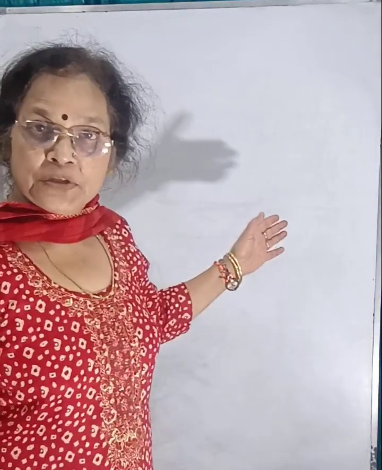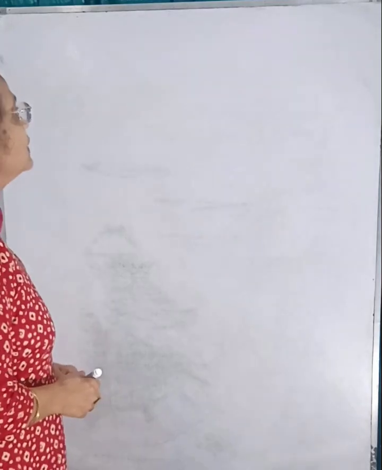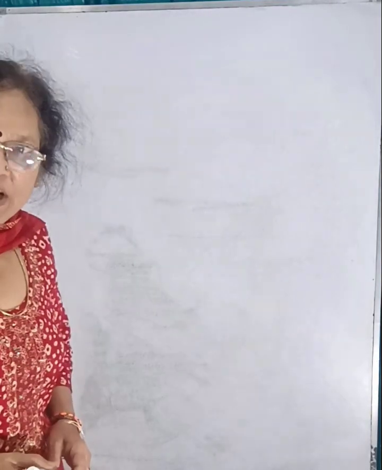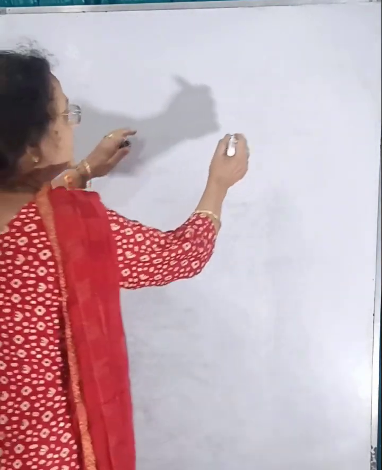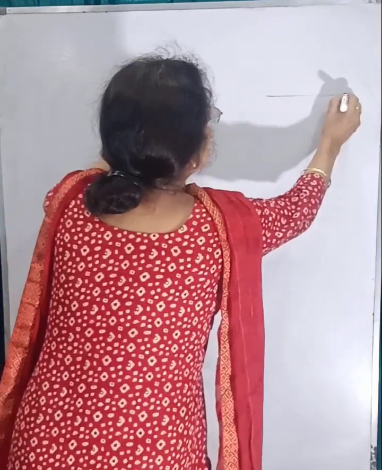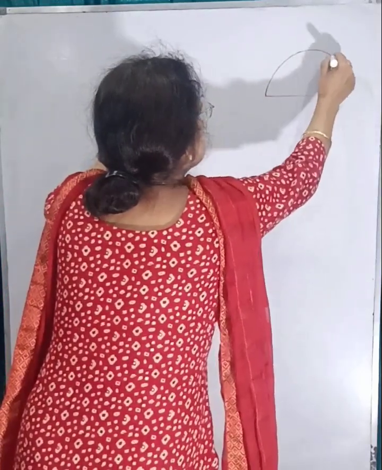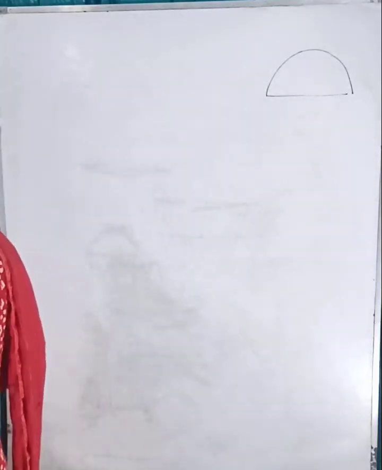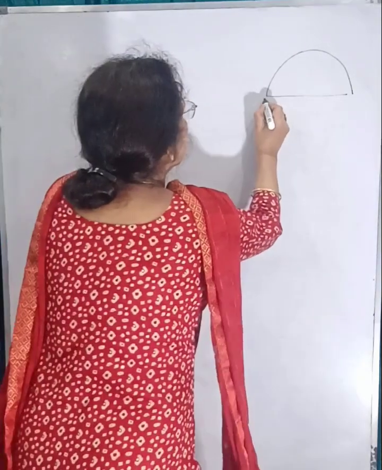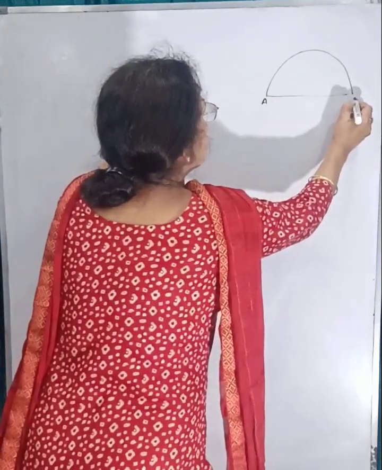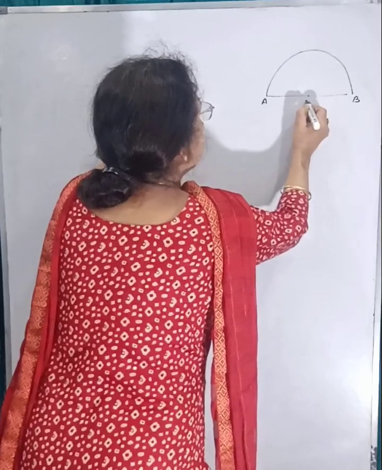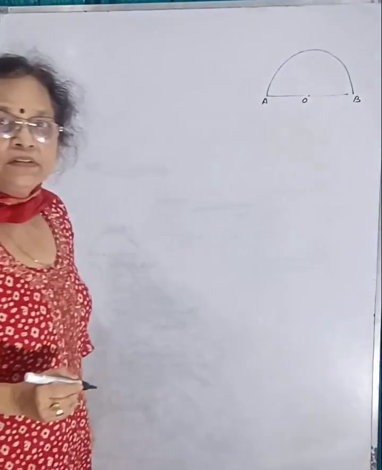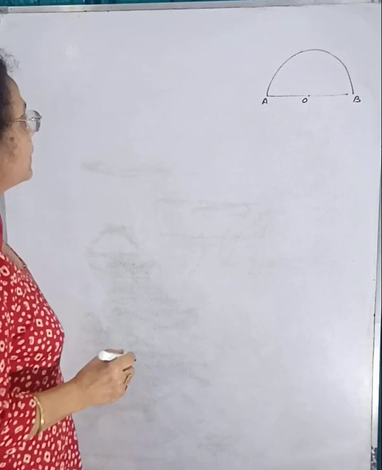Special questions, that is Russian Olympiad questions. Here is a semicircle with radius. AB is the diameter, and O is the center of this semicircle.